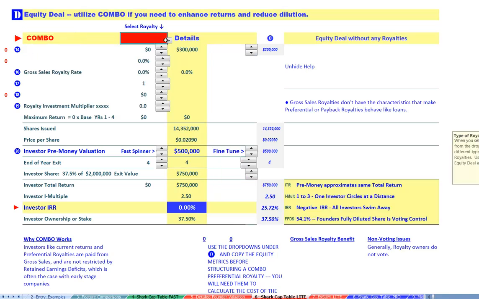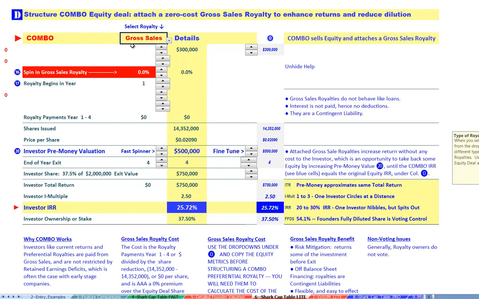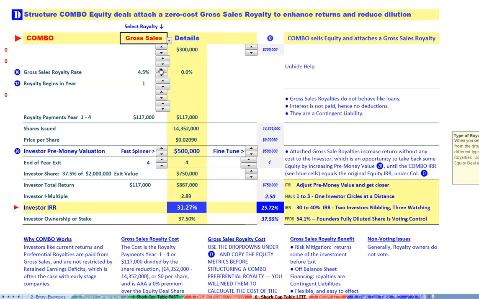That's where we go over and select the combo. This time we're going to do gross sales. We're going to dial in 5%, and we will have generated $130,000 worth of revenue. And you can see that that increases the internal rate of return to 31.86. And by the way, this is an attached royalty, meaning we did not charge them anything for it. We're just adding it on.